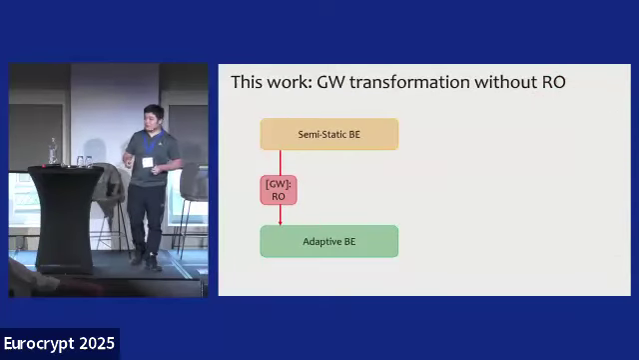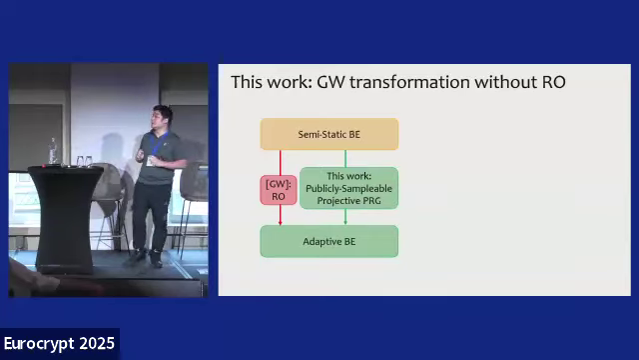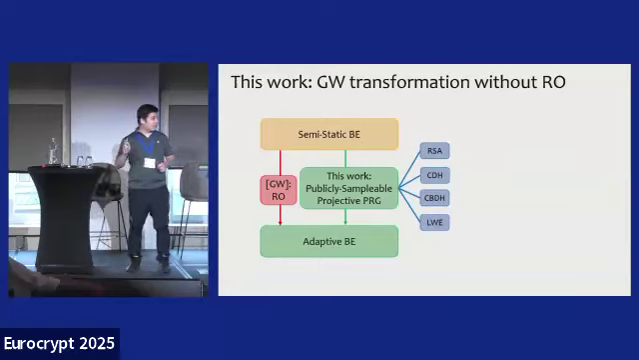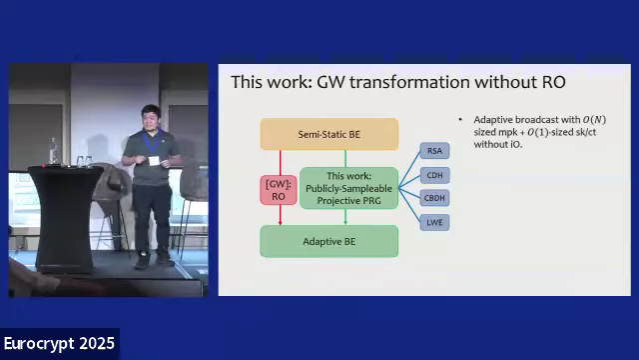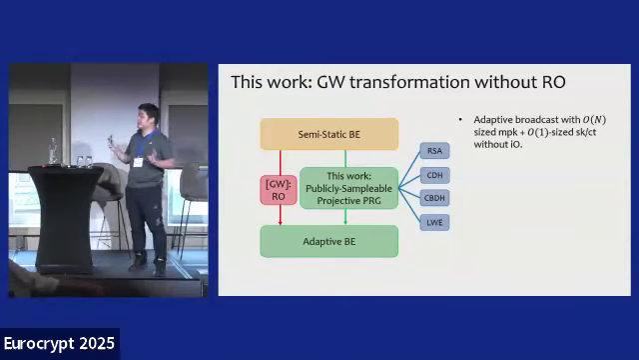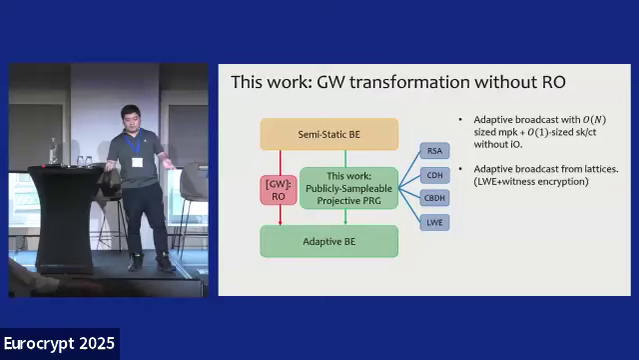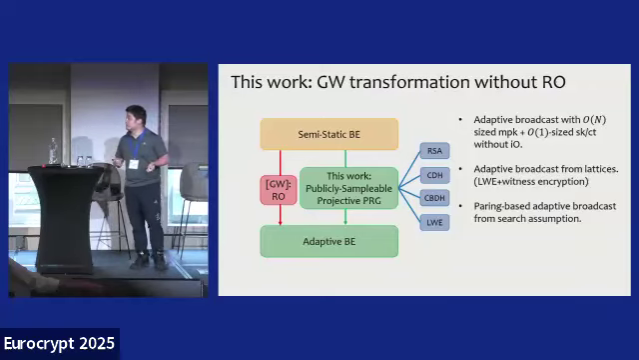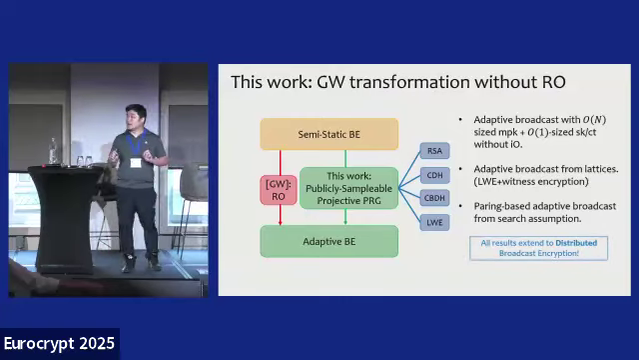In this work, we show that we can replace the random oracle in the Gentry-Waters transformation with a publicly sampleable projective PRG. This primitive can in turn be constructed from various standard algebraic assumptions, including RSA, CDH, and LWE. And this gives us a lot of new broadcast encryption schemes in the plain model without the random oracle. This gives us adaptive broadcast with linear size master public key without iO. This gives us adaptive broadcast from lattices and also adaptive broadcast from the search pair assumption. We also note that this transformation works for distributed broadcast encryption. For this talk, I'm only going to talk about the centralized version, and I will refer you to the paper for the result on distributed broadcast.